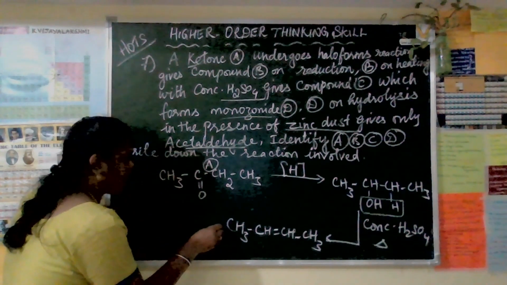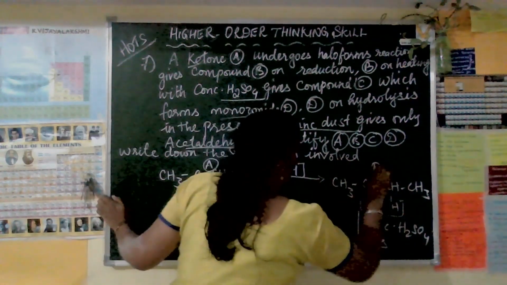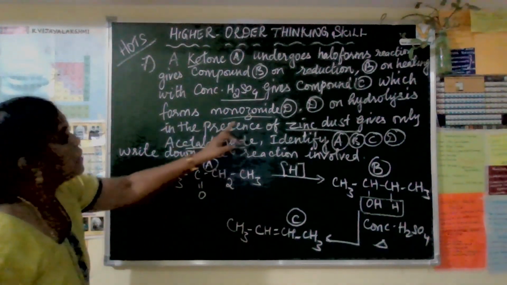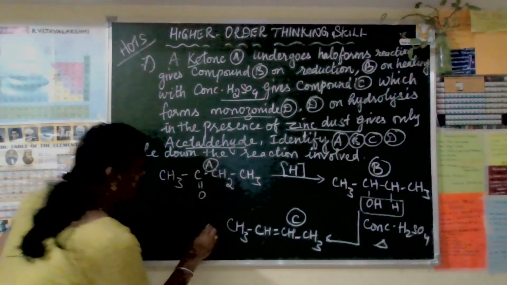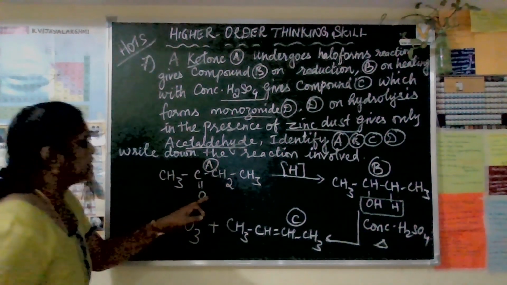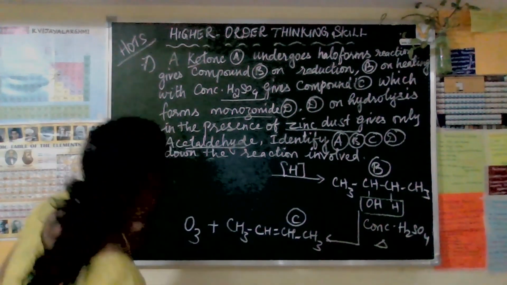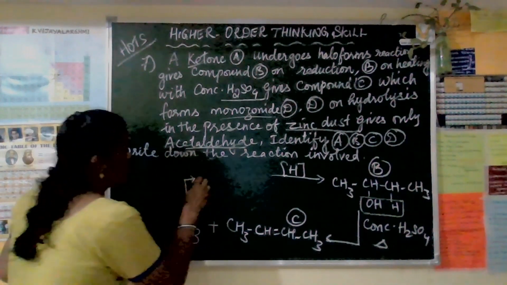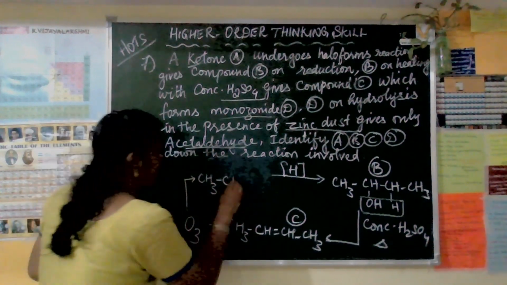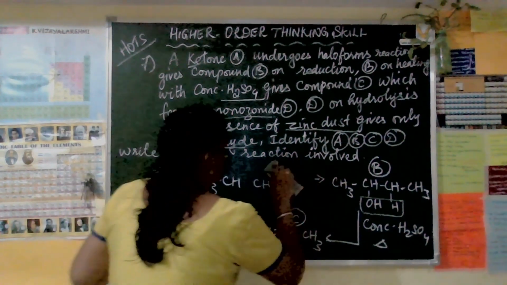Yes, okay. Now again, this is compound A, this is compound B, and this is compound C, and this compound C forms a monoozonide. Yes, that means it will react with ozone. So what will you get? Please remember this is the ketone, butanone. Now here, what will you get? CH3, CH. The double bond breaks, ozone comes. Here CH. I just rub this side so it will be easy for you.